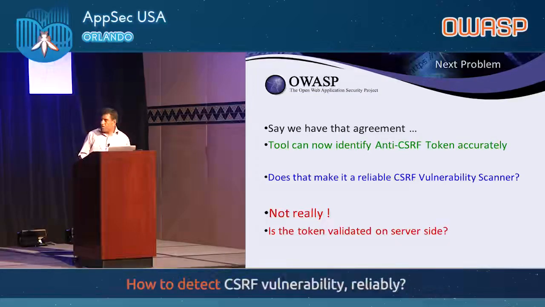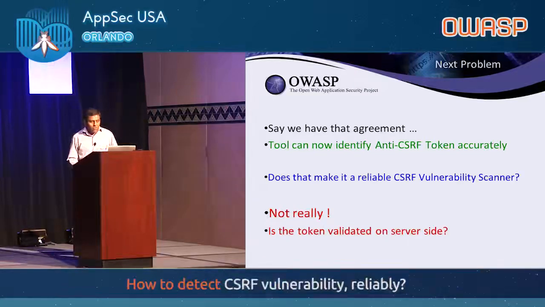Now, let's say we change our application so that we let the scanner know exactly the name of the token. Will it work? Does that make it a reliable CSRF vulnerability scanner? So that's the next question. We have taken care of the fact that now the scanner is able to identify the token. But it turns out even if you do that, you cannot say that your scanner will be good. And the reason is that just having a token on the form is not sufficient for your application to defend itself against CSRF vulnerability.